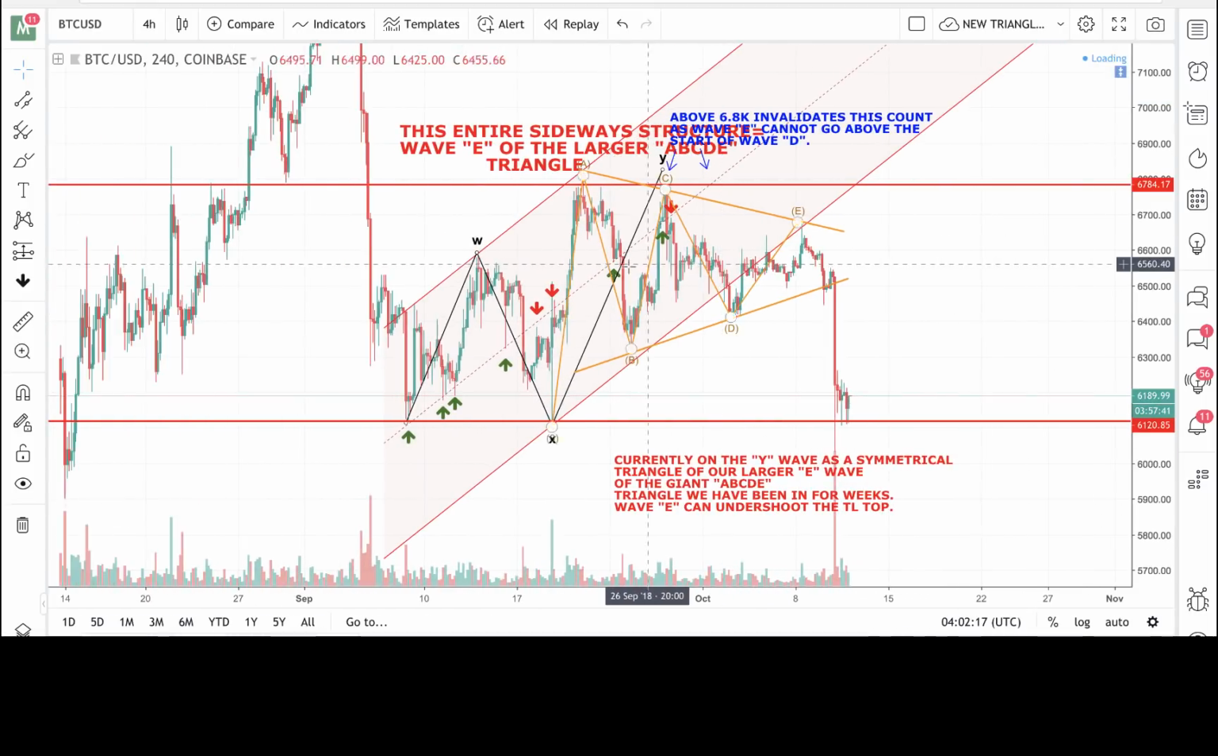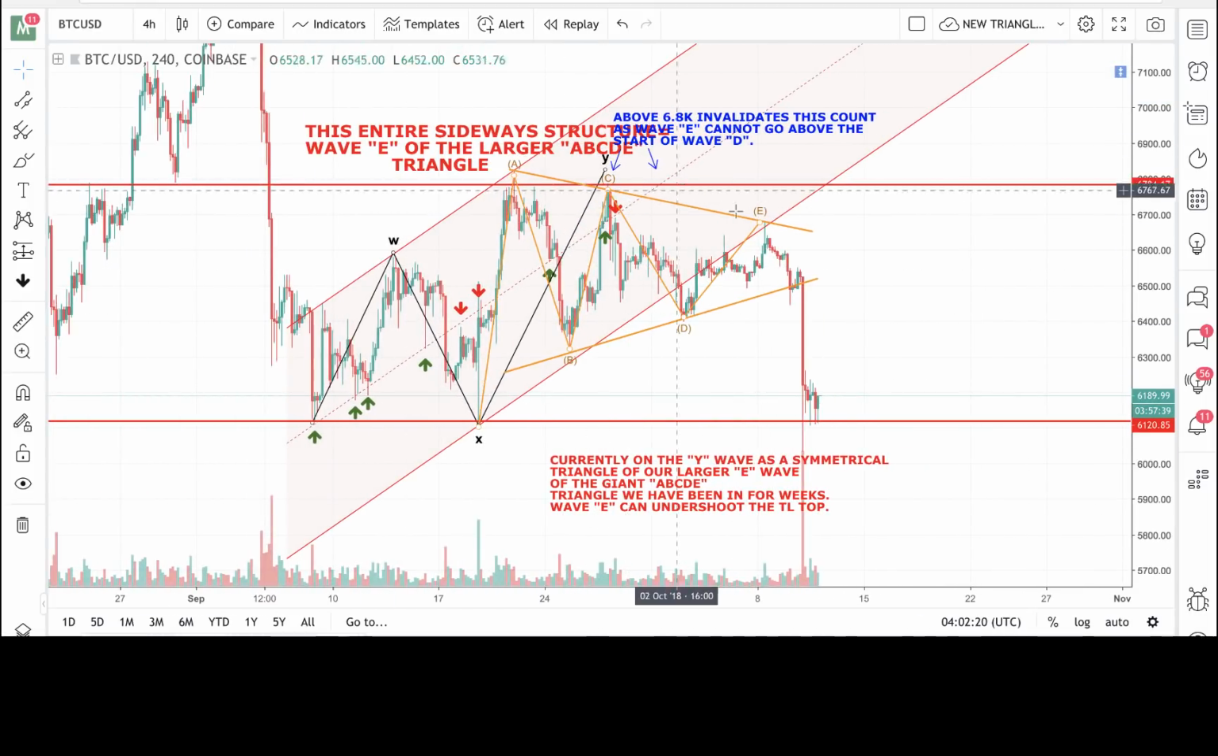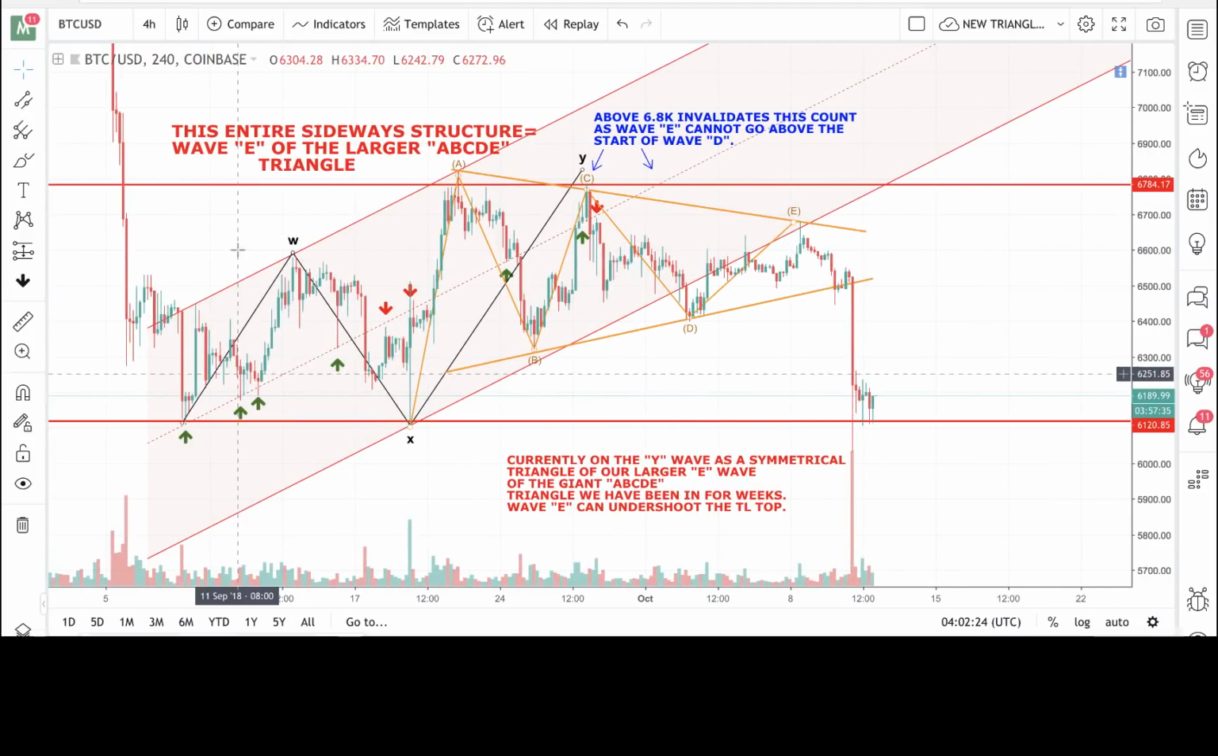This is the Bitcoin chart. So what ended up happening was instead of it being an ascending triangle like I originally thought, we ended up making a symmetrical triangle. And we had a WXY like I originally thought, but instead of ascending, it was symmetric. So we had our A, B, C, D. Our E wave hit the top, didn't overthrow in this case, and then proceeded to break down.